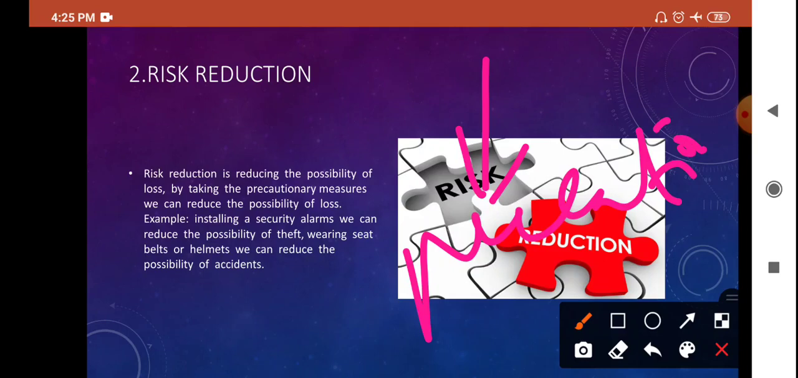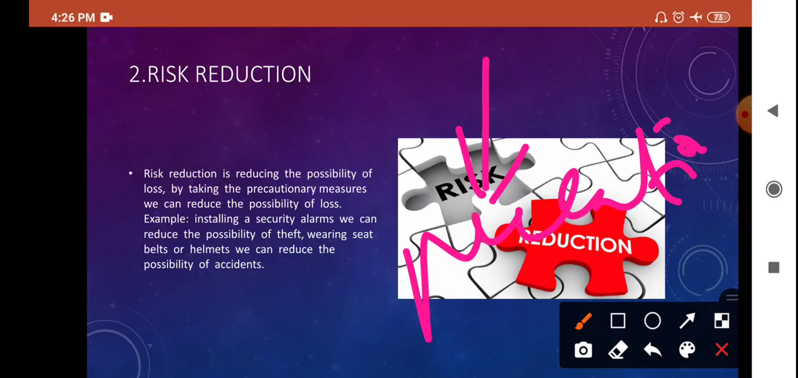In big factories, there are security alarms. When fire occurs, the alarm automatically rings. And there are also security alarms for theft. There has been much technological advancement where every risk can be avoided with the help of technology. Like that, while driving, if you are wearing seat belts, and on bikes if we are wearing helmets, that can reduce the possibility of accidents, right?